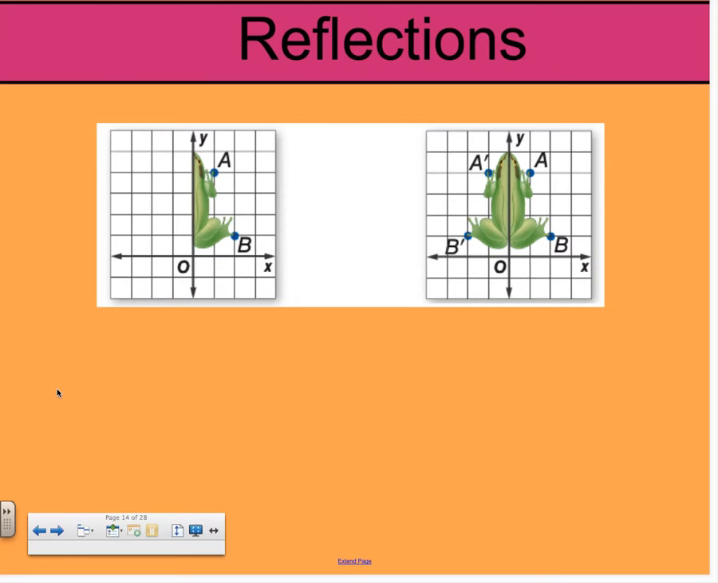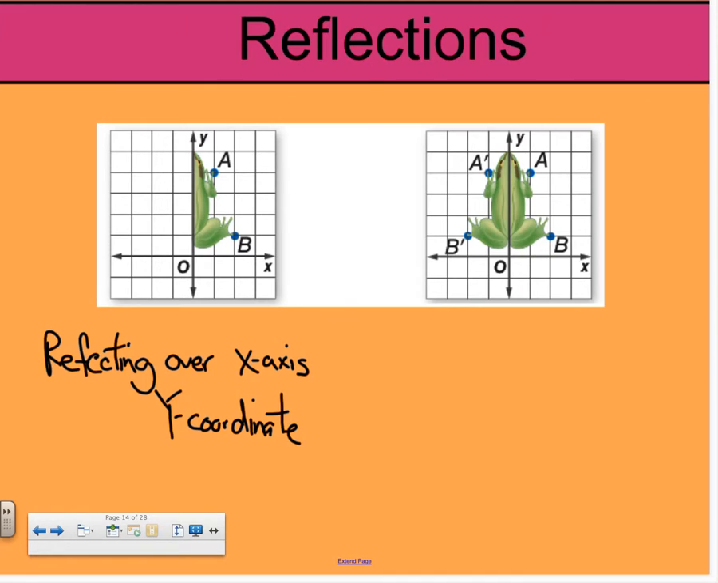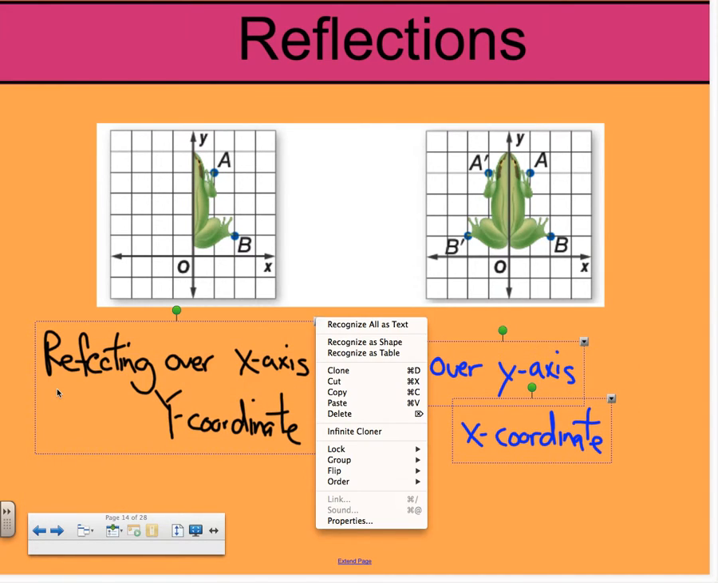So let's remember, when we were reflecting over the x-axis, it was the y-coordinate that changes. And remember, if we're reflecting over the y-axis, it is the x-coordinate that changes. So please remember that. All right, so think opposite. If I'm dealing with the y-axis, I'm going to change x-coordinates and vice versa. All right, so now let's take a look at this problem here.